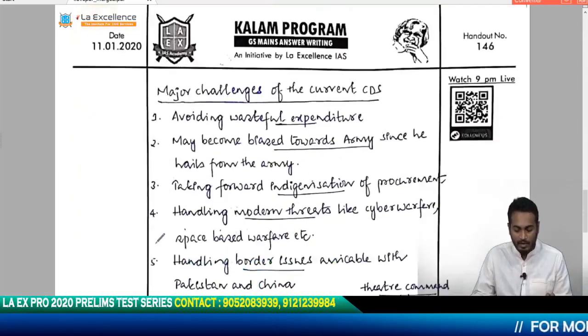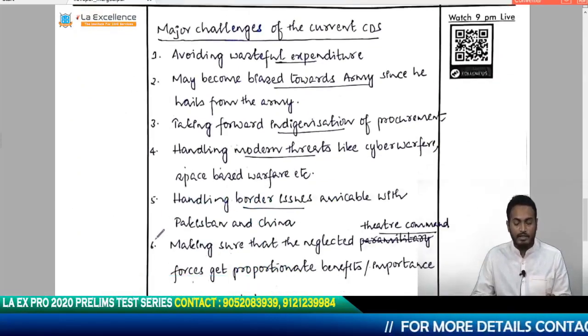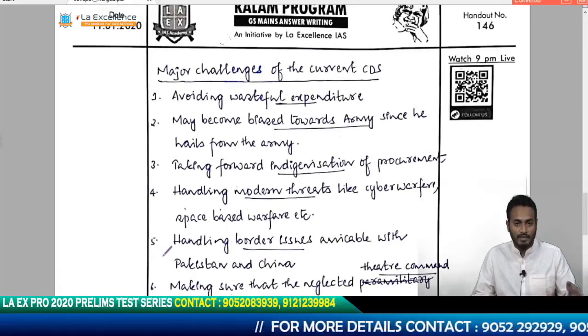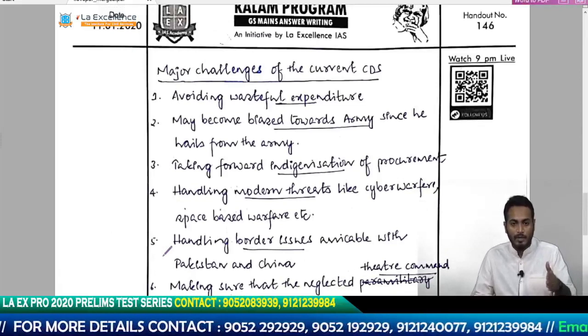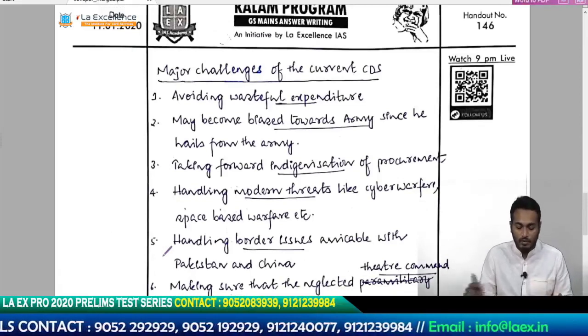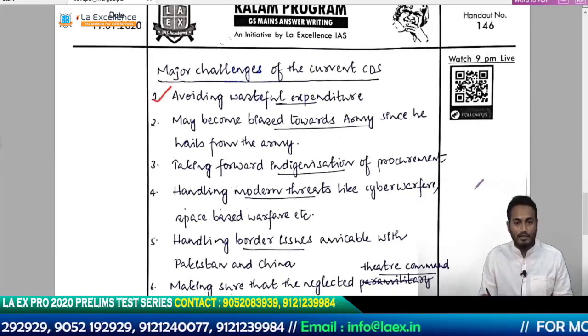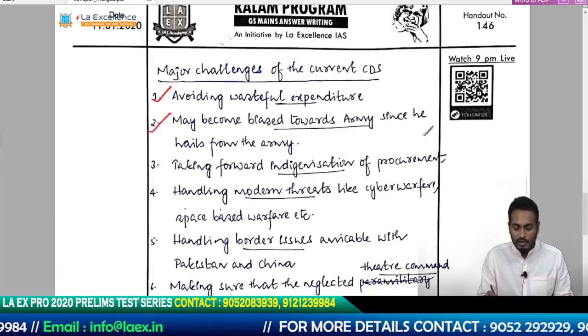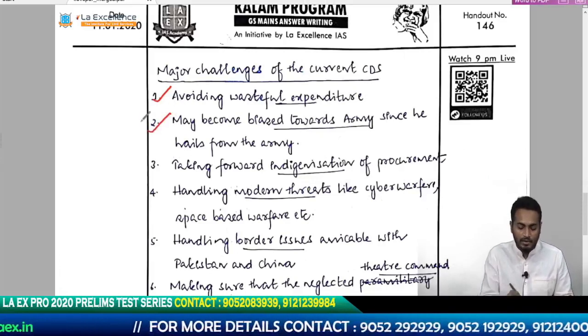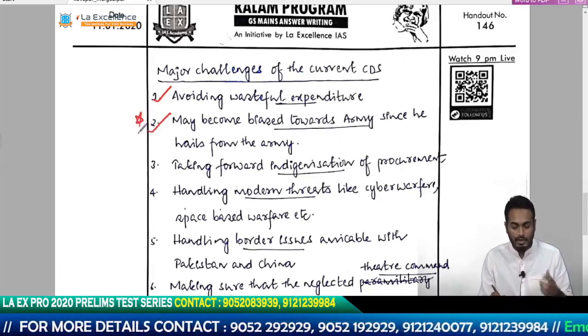What else can be done? Major challenges of the current CDS. Now that he has talked about the problems and established the need for CDS, now he is moving forward by talking about the problems which the current CDS will face. One, he has to avoid wasteful expenditure, which is a generic point. He may be biased towards army because he hails from the army. So this is a good point. This is a technical point. It has concept in it.